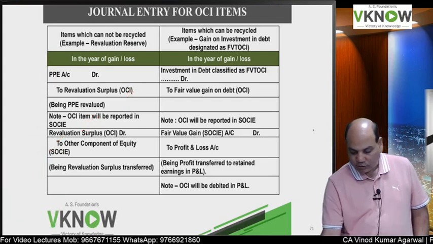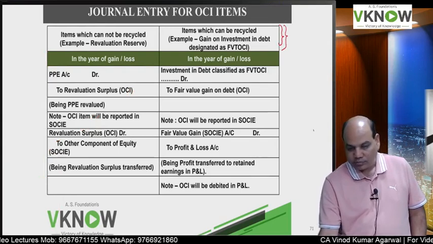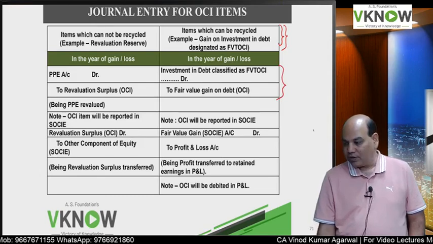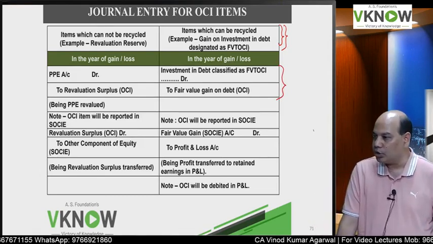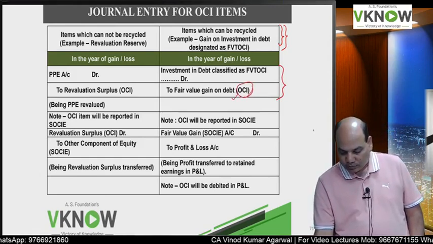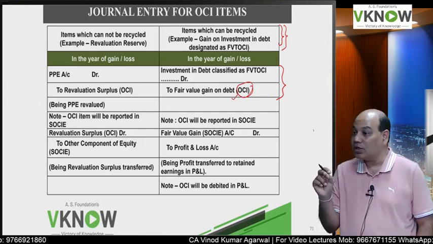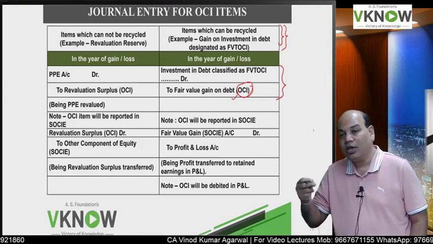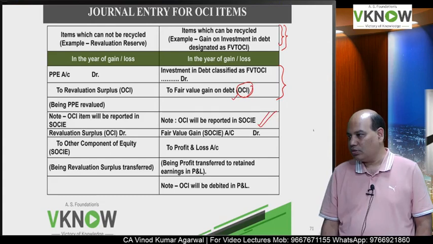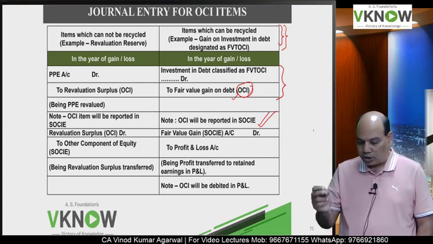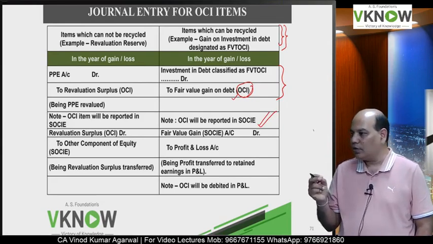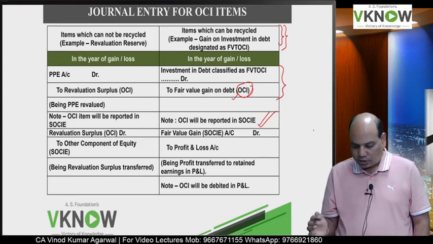But suppose the item is of this type, which is recyclable to P&L account. First entry will be, say, investment in debt instrument classified as FVTOCI debit, fair value gain on debt instrument OCI. Same thing, you will present in OCI under recyclable items which can be reclassified. And you will also present in SOCI. You will open one column where you will write fair value gain on debt instrument classified as FVTOCI, and there you will write the amount.